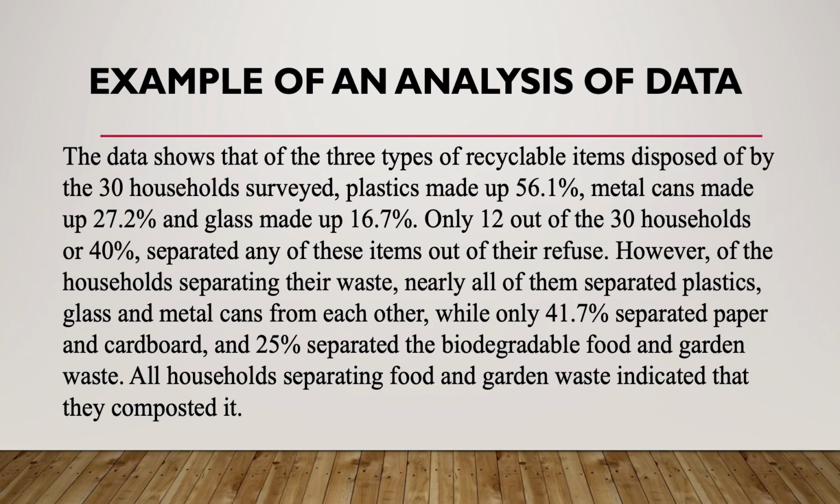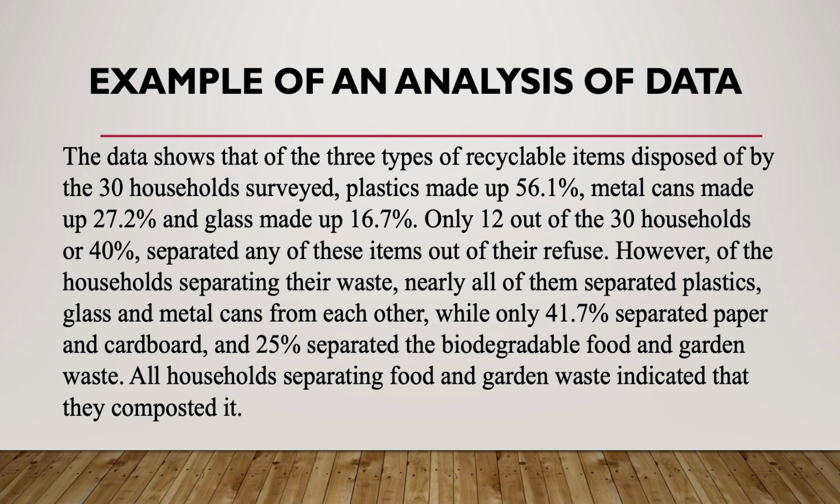It says that the data shows that of the 3 types of recyclable items disposed of by the 30 households surveyed, plastics make up 56.1%, metal cans made up 27.2%, and glass made up 16.7% only. Out of this, 12 out of the 30 households, or 40%, separated any of these items out of their refuse.